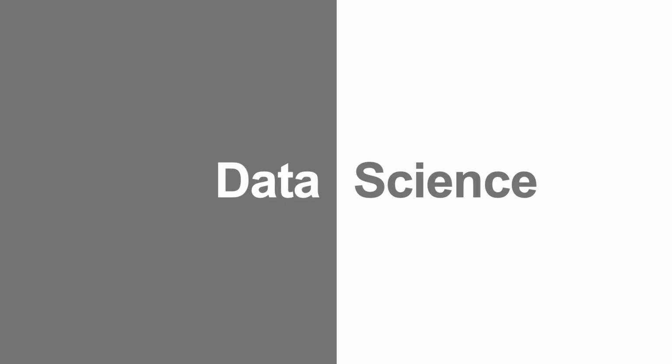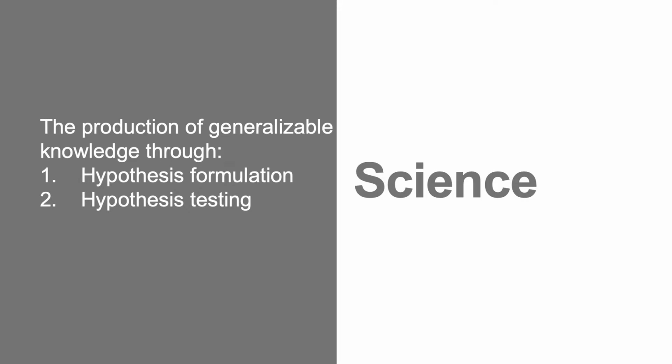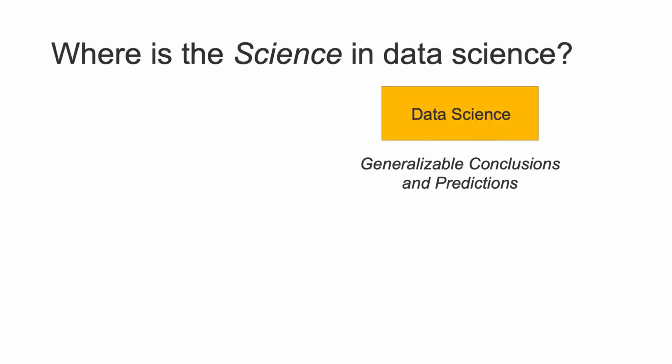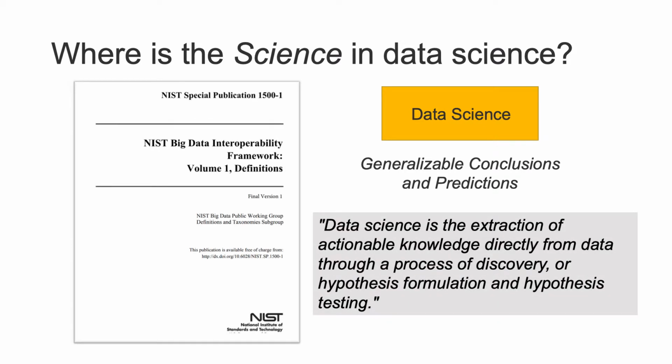So what does this all have to do with science? Well, science is a mechanism that builds knowledge based on an iterative cycle in which hypotheses are proposed, tested, and independently verified through a process that we call replication, right? And in fact, data science is much the same. As defined by the National Institute of Standards and Technology, data science is the extraction of actionable knowledge directly from data through a process of hypothesis formulation and hypothesis testing.